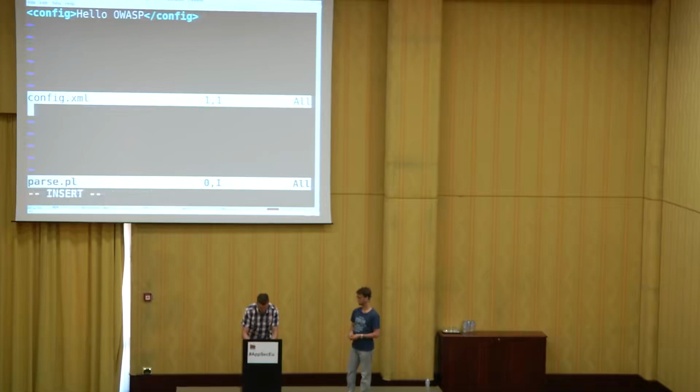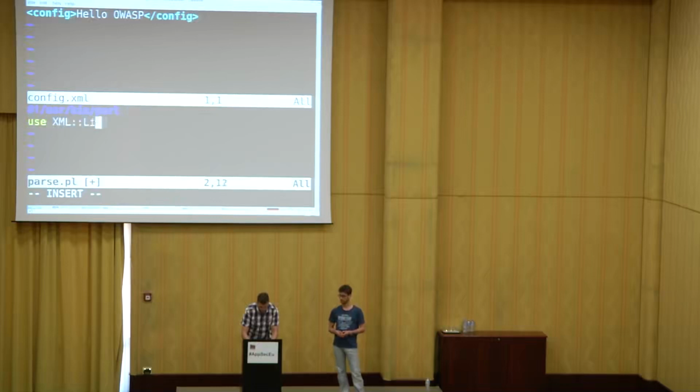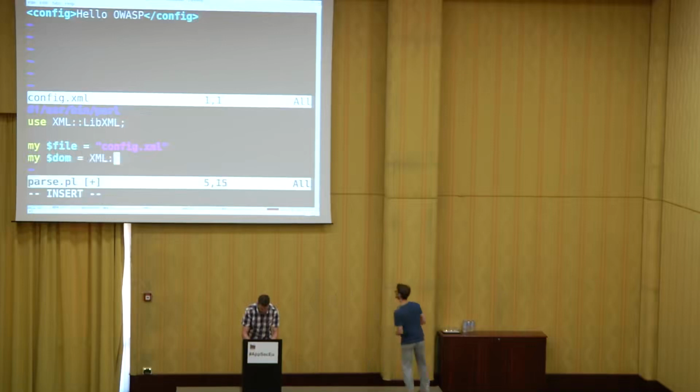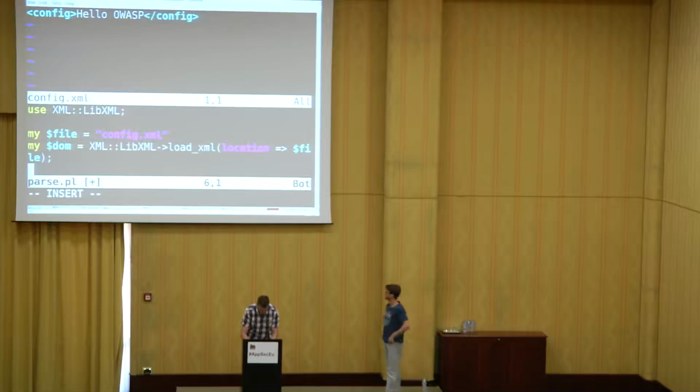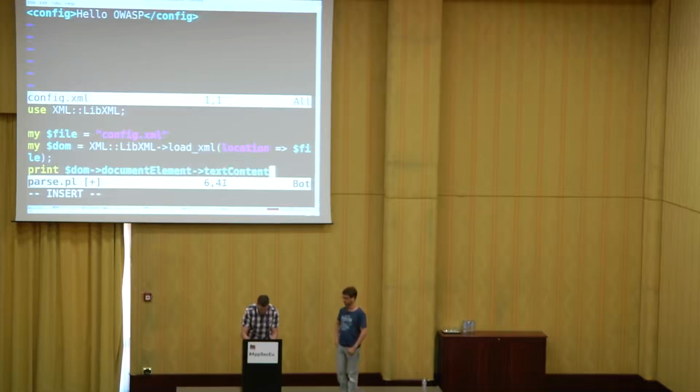Okay, so how can we parse it? I just decide to use Perl, just because I can, to write a very small script. So we use some libxml library, and we define some file, the config.xml, and what we are now doing is parsing it, so let's use the parser. And now we simply print the value, so hello OWASP should be printed. So DOM, go to document element, go to text content.